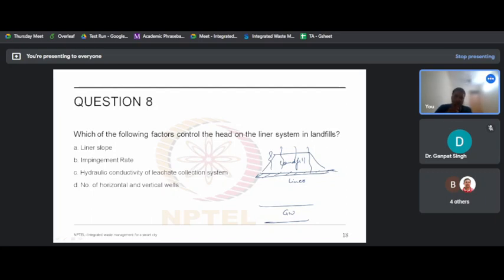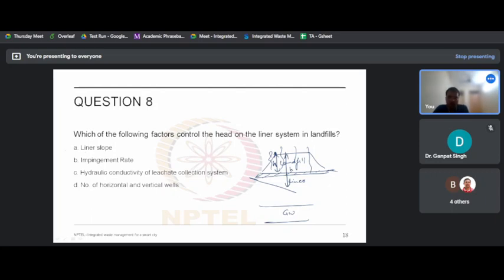So what is the slope of the liner? That will surely matter, because the slope is like this. The head is the height from which the water head is coming. The first origin point for the head will be the top surface of the landfill. So that is how it is assumed. The full height of the landfill will be like the head. But if the liner is sloped, you can see that the head will increase from the top surface. So liner slope will matter.